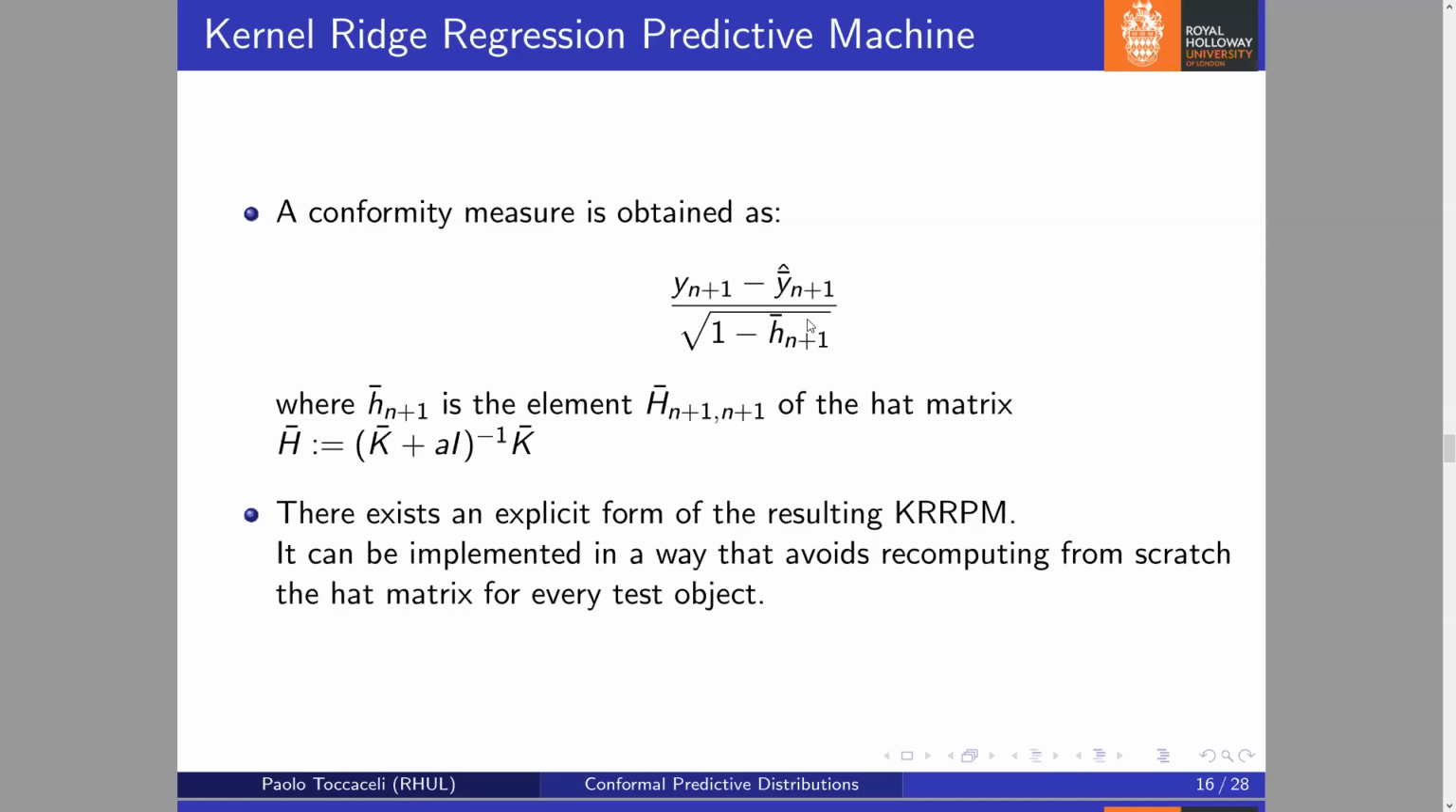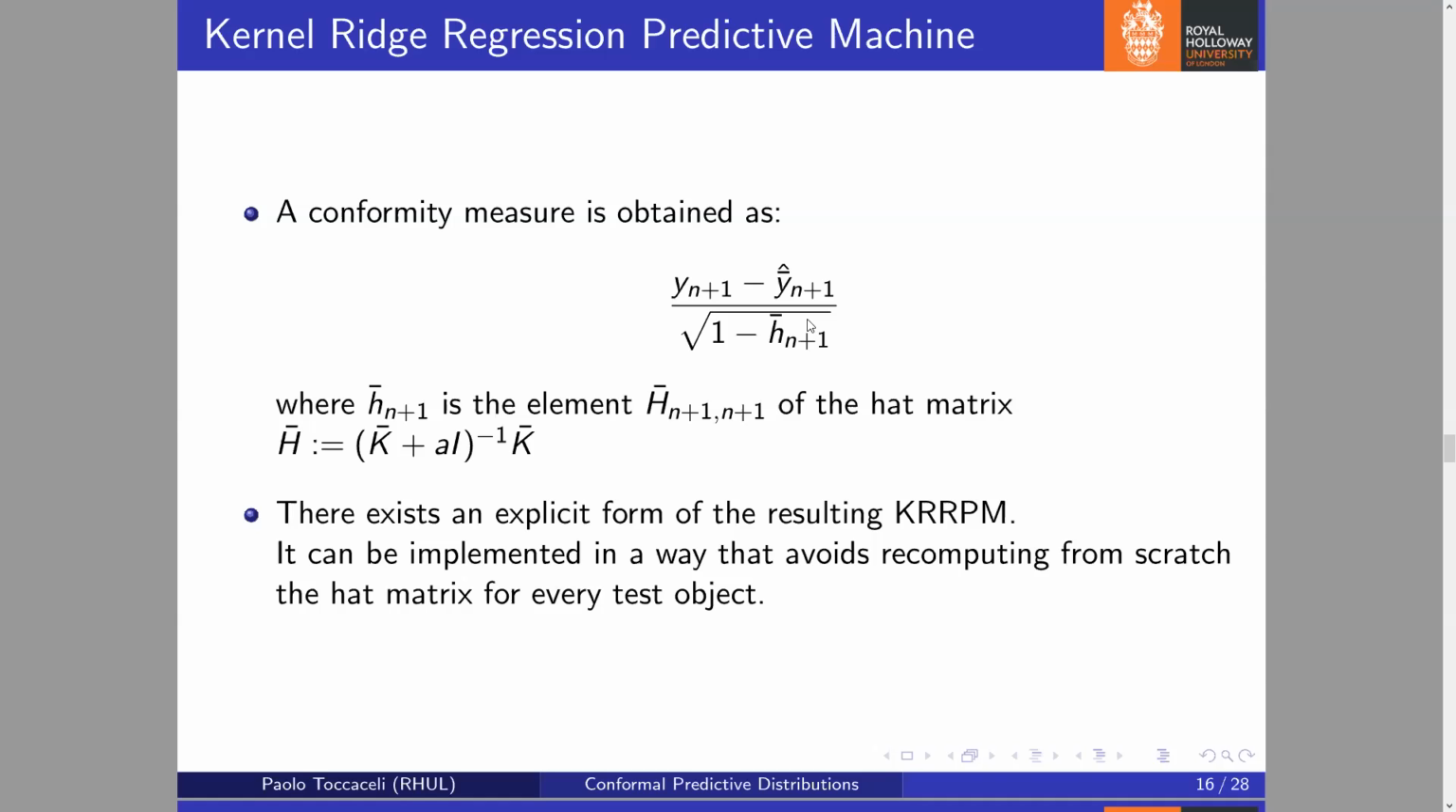And here we have to take the square root of 1 minus h bar of m plus 1, where h bar is the m plus 1 diagonal element of the hat matrix, which is the hat matrix is what puts the hat on the y values, so makes predictions out of the y values. And its form, its expression is shown here. But you don't have to worry too much about these details.